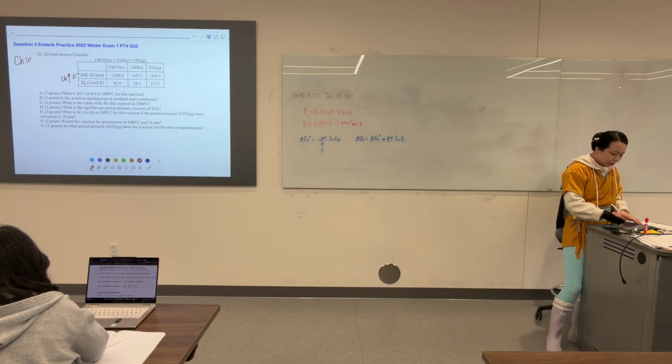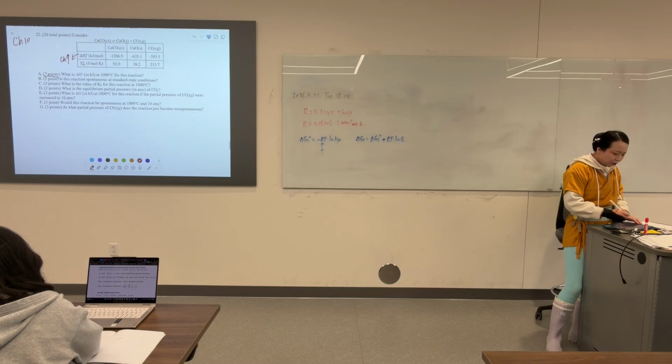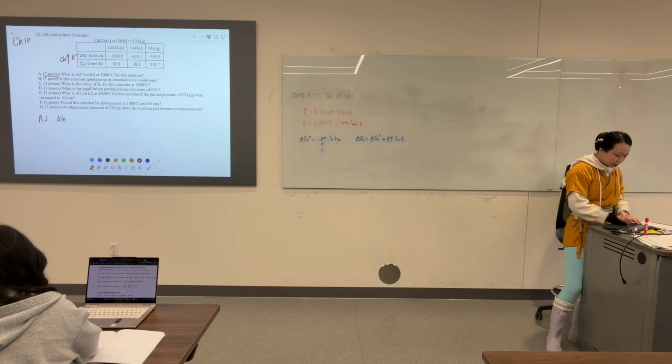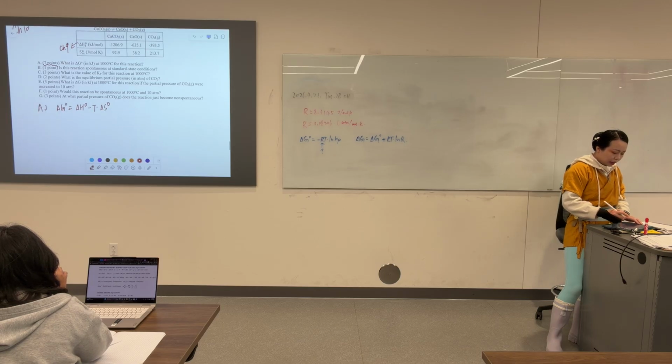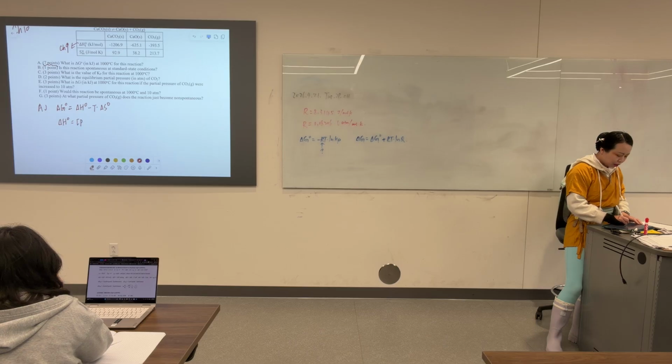Let's do, okay, what is delta G? Why does part A have 7 points? Because for part A, in order for me to get delta G, I will need to have both delta H and delta S. So I'll need my delta H standard minus temperature, which needs to be in Kelvin, times delta S. And my delta H works as product minus reactant.